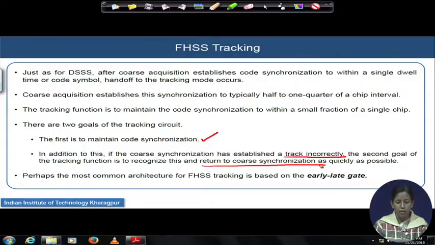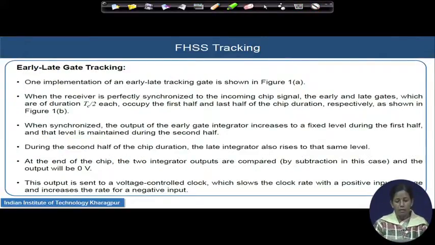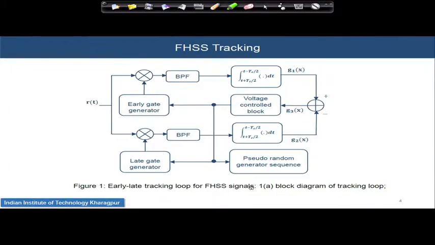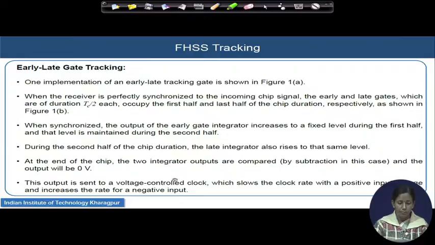Perhaps the most common architecture of this FHSS tracking is based on the early-late gate circuit. This is the circuit where the FHSS tracking goes on. Remember, there is an early gate generator. Hopefully you remember that we had an early gate generator in the DSSS tracking, and also a late gate generator in the DSSS tracking. So, similarly here also we have an early gate generator and a late gate generator in the circuit.